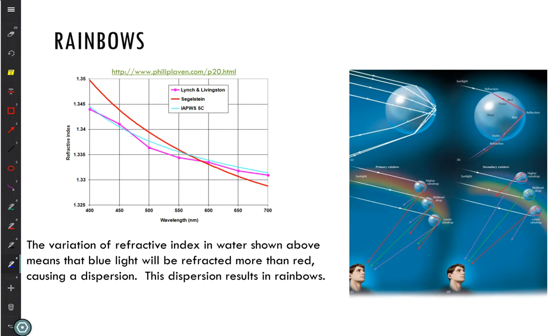Rainbows. We've all seen rainbows. We know the Bible says, "I put my bow in the sky, that it should be a sign between me and thee, that I will never again send a flood to destroy man," right?